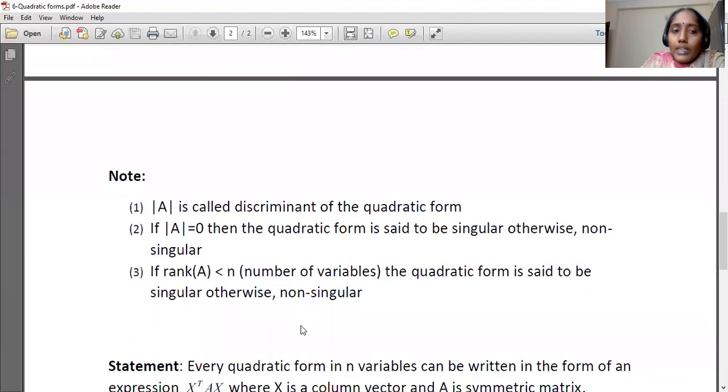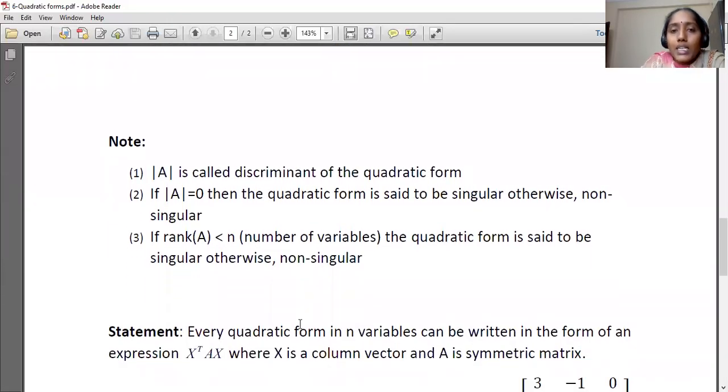Here, the determinant of A is called the discriminant of the quadratic form, and if it is equal to 0, then the quadratic form is said to be singular, otherwise it is non-singular, same as for matrices. If the rank of A is less than n, we call the matrix A singular. Since that A corresponds to the quadratic form, we treat the quadratic form as singular, otherwise it is non-singular.